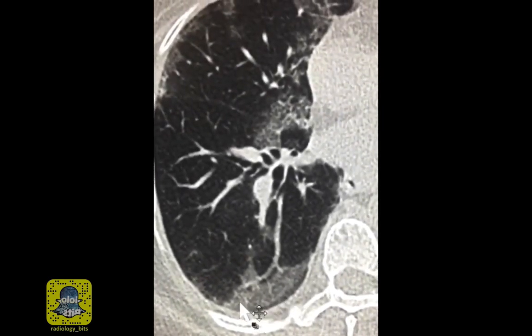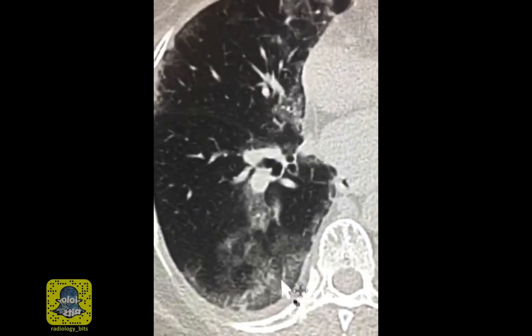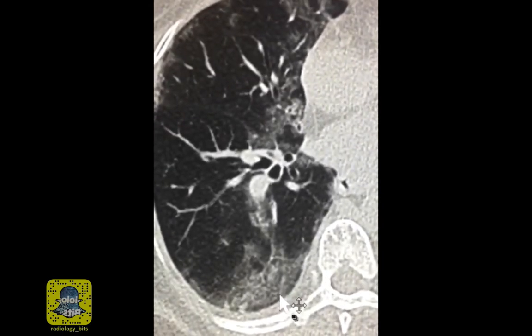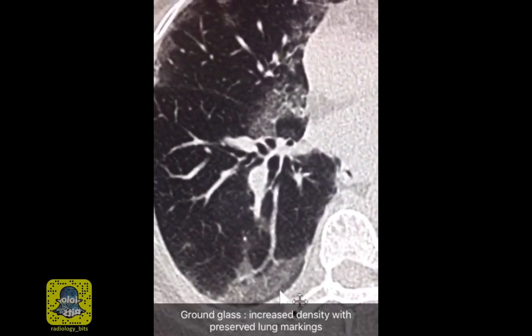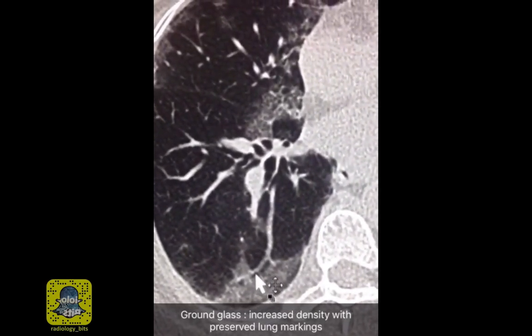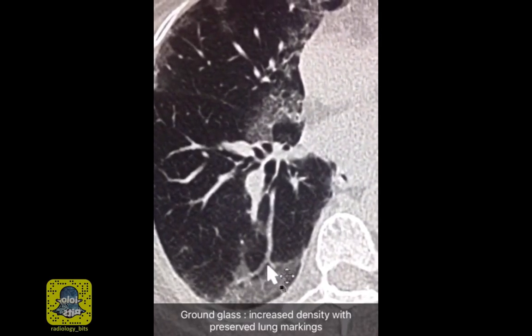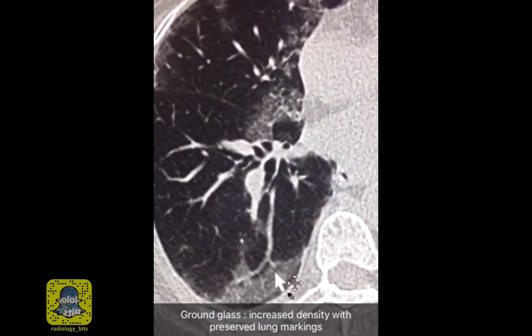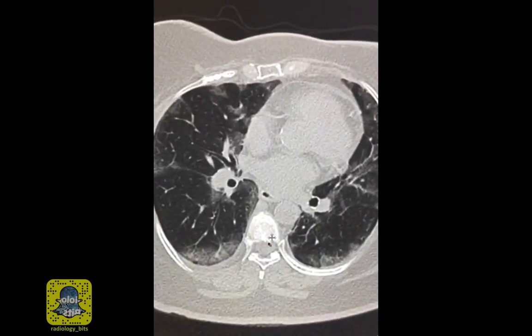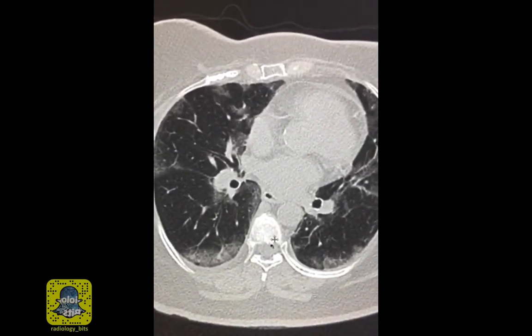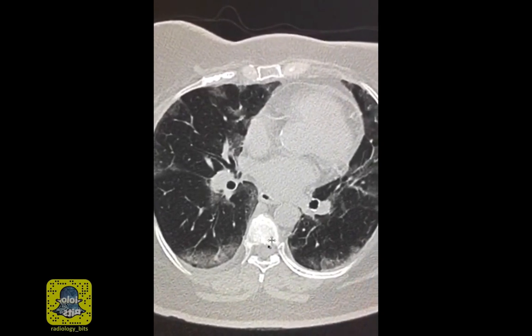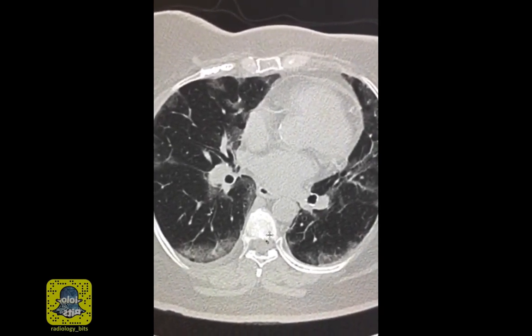If airspace disease obscures the underlying lung markings, this is what we call consolidation. If airspace disease, which means increased lung density, does not obscure the underlying lung markings like what we see here, this is what we call ground glass opacity. Now it's much easier to understand that you have what's called ground glass opacity. Then you describe the location of the abnormality, and you'll do fine.